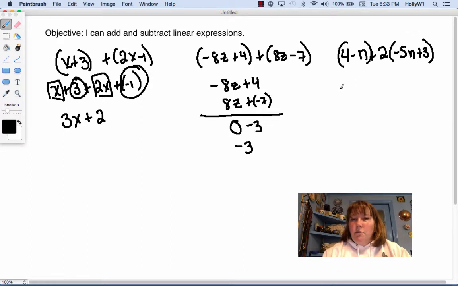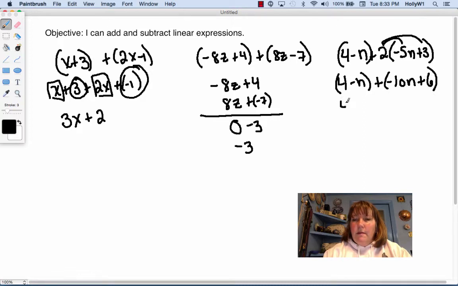This one we have to distribute first. So we're going to get 4, subtract n, plus a negative 10, because we're distributing this onto both of those. Negative 10n plus 6.